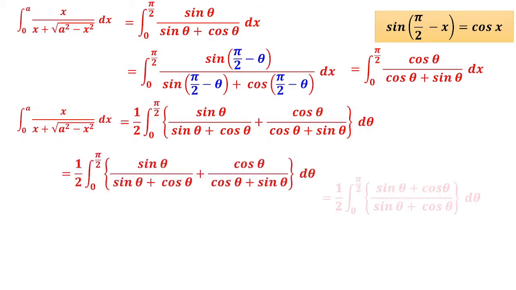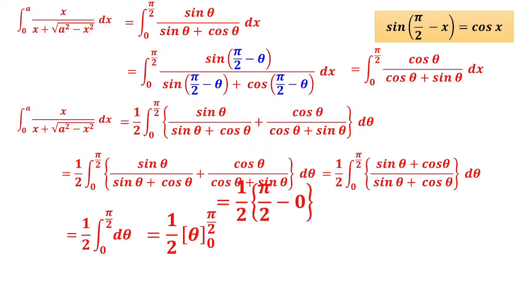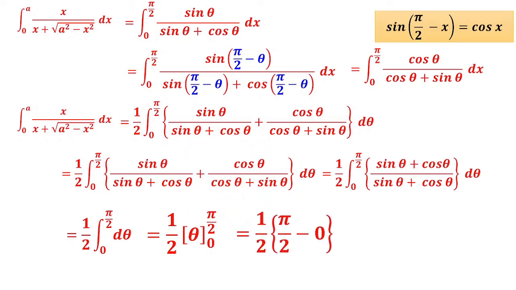When you take LCM, sin theta plus cos theta will get cancelled. Therefore, you will get only integral 0 to pi by 2 d theta. That integration is theta from 0 to pi by 2. When I put pi by 2, upper limit minus lower limit, I get the answer as pi by 4. Very simple. We did a substitution. After that, the integrand got reduced to integral 0 to pi by 2 sin theta by sin plus cos. I used the property, and it got reduced to integral 0 to pi by 2 d theta only.